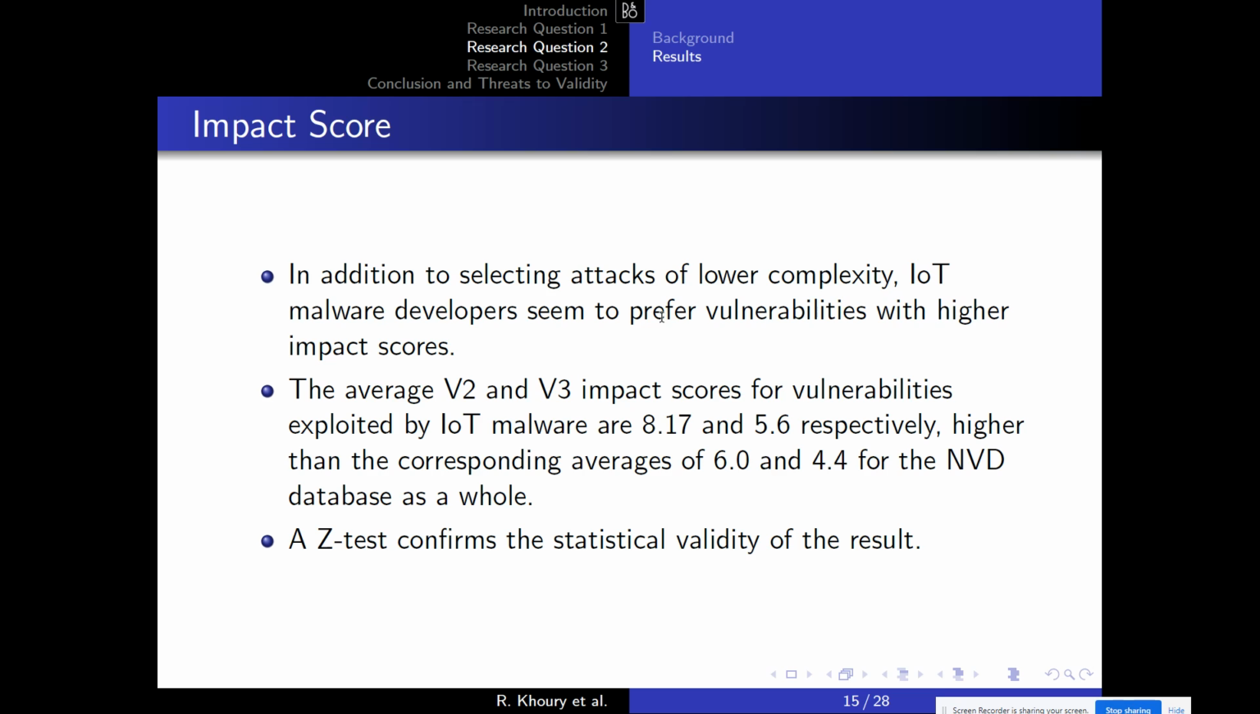In addition to selecting attacks with lower complexities, IoT malware developers seem to prefer vulnerabilities with higher impact score. Both the V2 and the V3 rating systems provide an impact score for each vulnerability, and it goes from 0 to 10. The average for the vulnerabilities that are exploited by IoT malware developers is 8.1 and 5.6 respectively for V2 and V3 scores. And this is higher by a statistically significant margin than the average for the NVD in general, which is 6 or 4.4.